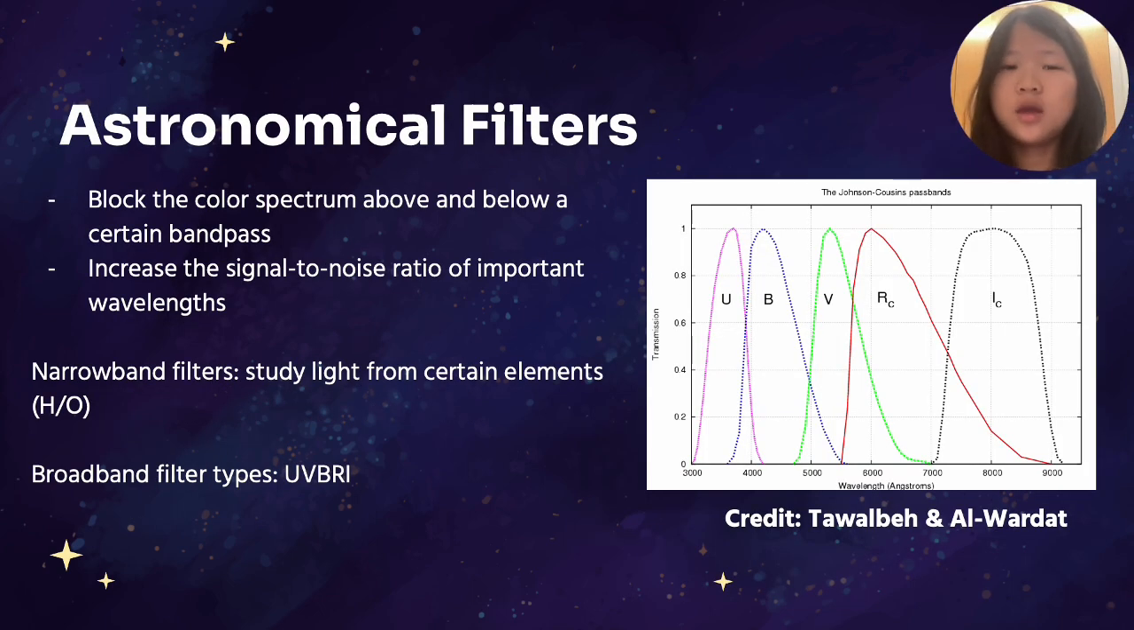To analyze our data, the images were processed in 3 different astronomical filters. These filters block the color spectrum above and below a certain bandpass, which in turn helps to increase the signal-to-noise ratio of important wavelengths. There are 2 main types of such filters: narrowband filters, which are usually used to study light from certain elements, like hydrogen or oxygen, or broadband filters, which is the kind that we used, which range from ultraviolet, visible, blue, red, and infrared.